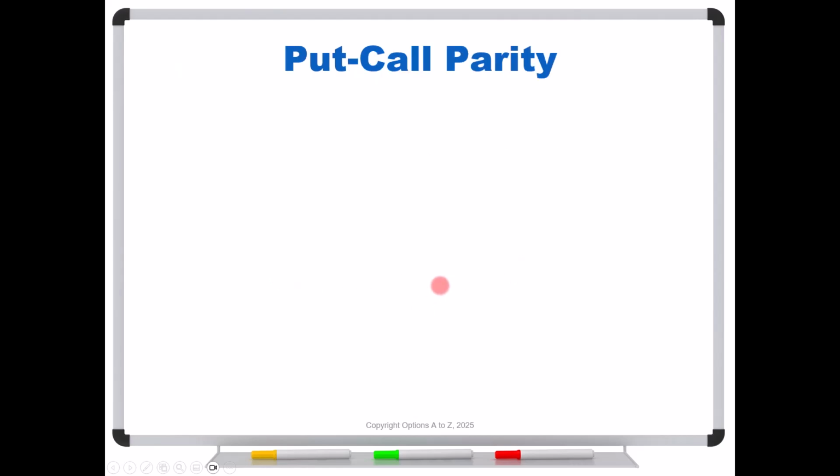So let's take a look at some examples. Let's start with our put-call parity formula. Let's take stock plus put minus call. That's what you're always going to start with. And then you're going to say equals 0. Or you could just leave this right side blank. And so what we're going to do is solve for different pieces.